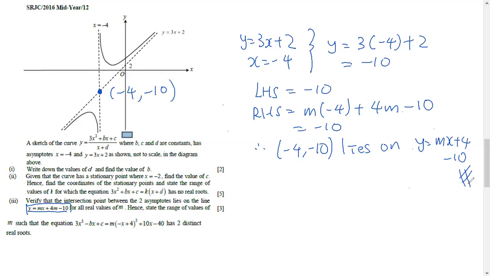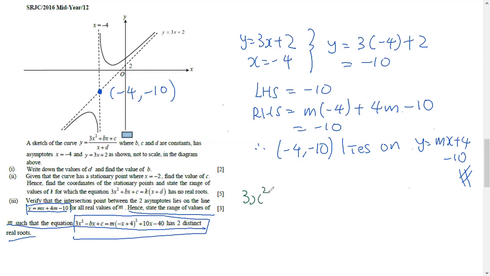Okay, so what is the idea of this question? All right, this is an important question. Let's see. Hence, state the range of values for which the equation has two distinct real roots. So you see, it's the same way it's being asked, but today we are asked for two distinct real roots. So we are going to start off with the same thing.